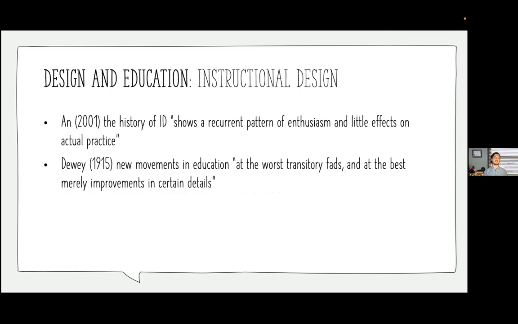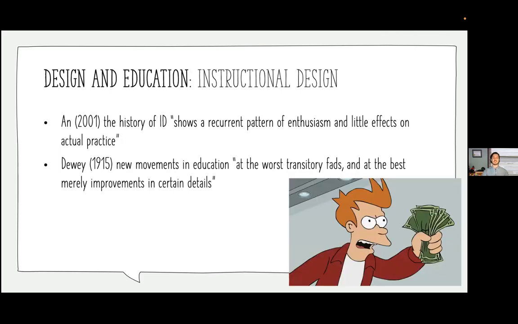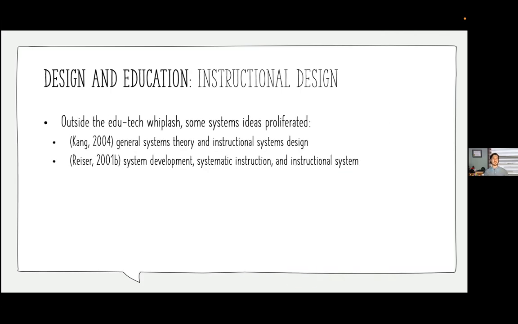So this history of ID kind of shows just a recurrent pattern of enthusiasm and little effects on actual practice. No surprise, Dewey warns about this in the early 1900s, new movements in education, at worst transitory fads, and at best merely improvements on certain details. He also warns about waste in education, which I think is definitely relevant here. So kind of just a cycle of take my money. Outside of this edutech whiplash, some systems ideas had proliferated, and we'll kind of look at some of those later, especially in terms of cybernetics.